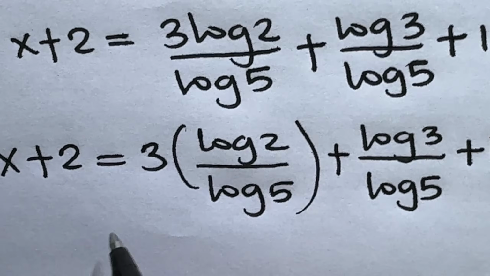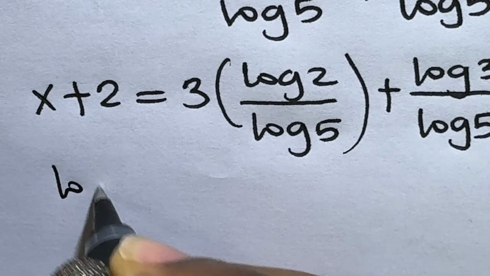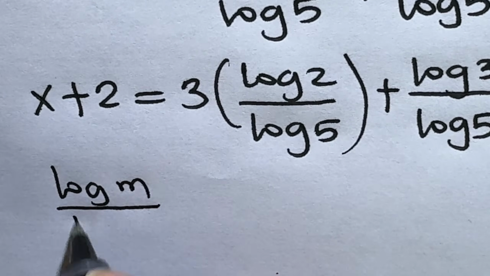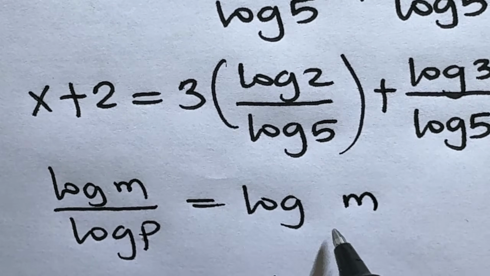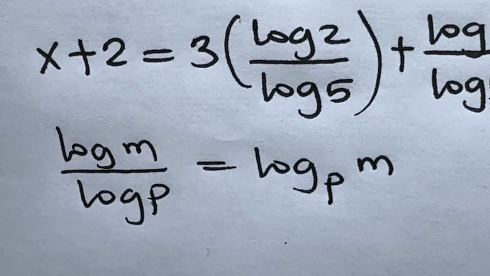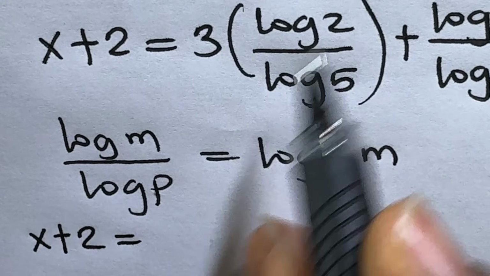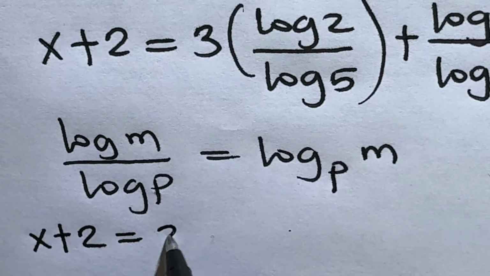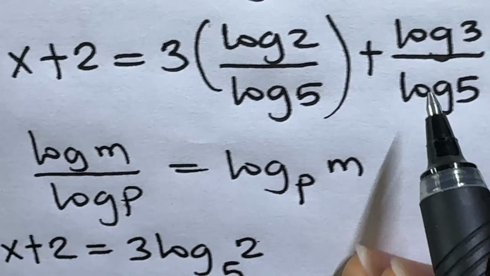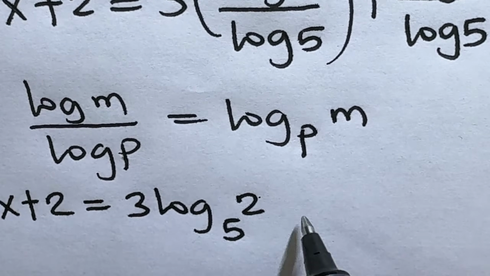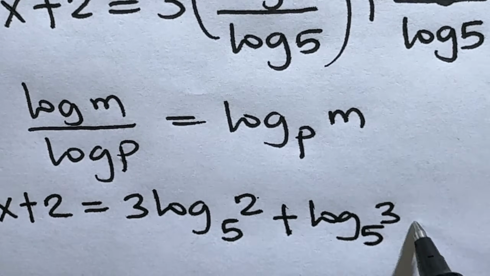These two expressions, by law of logarithm, they are of the form log m divided by log p. This will give us log m base p. Therefore, x plus 2 becomes 3 log 2 base 5, then plus log 3 base 5, and then plus 1.